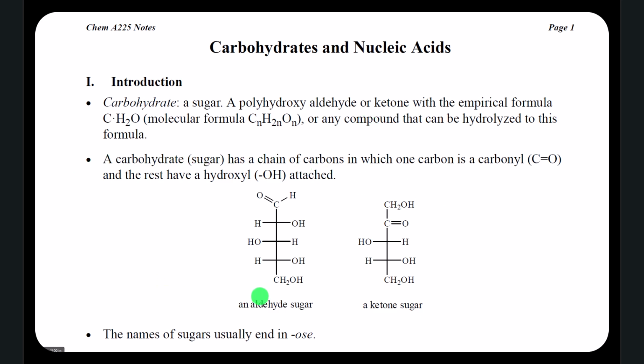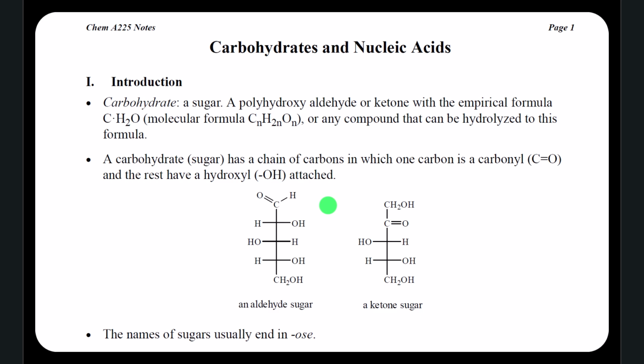If we look at the structure of a carbohydrate using chemical structures, we can see that a sugar is a chain of carbons. It has one carbonyl, one C double bond O, either on the end, making it an aldehyde, or in the middle of the chain, making it a ketone, and then a hydroxyl group attached at every other carbon.